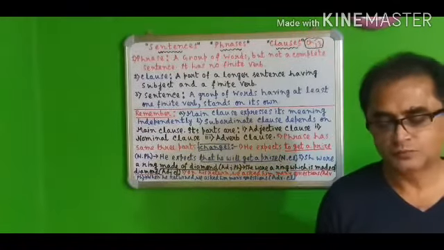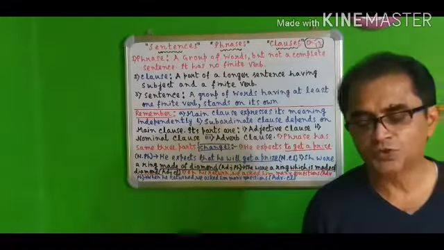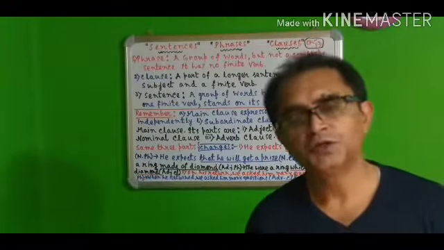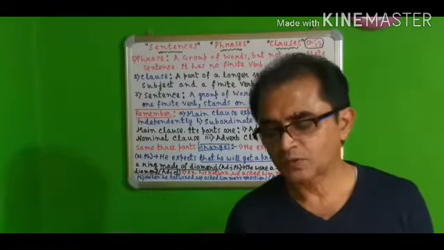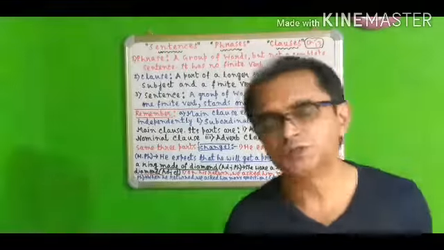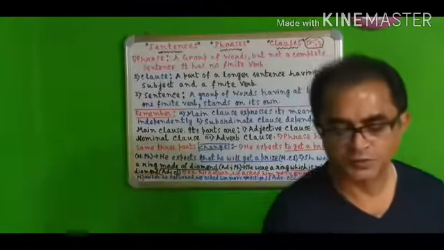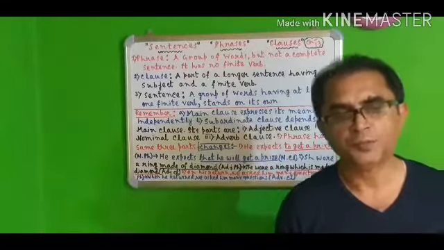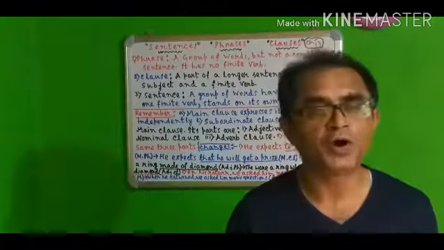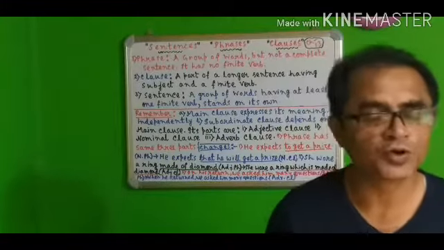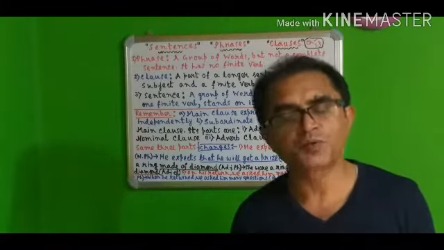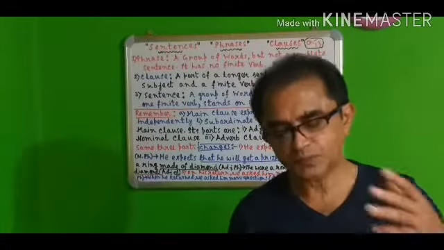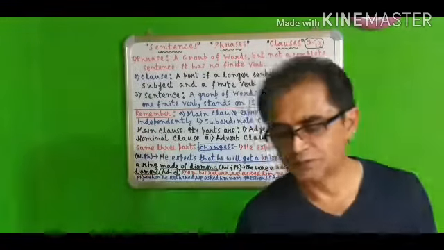Last example today: make yourself at home. At home is a phrase. It is an adverb phrase. Now, if we have to change it into an adverb clause, how can we do it? Make yourself as if you are at home. This is an adverb clause of manner, and it is qualifying the verb make.